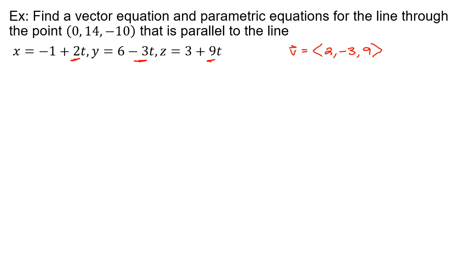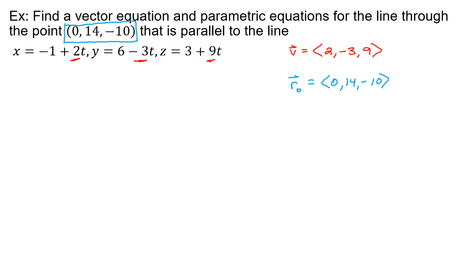I also need a vector r naught. Let's use a different color, just so that I can show you where all these things are going. So we need a vector r naught as well. R naught is going to be based on our point up here. R naught will be the vector 0, 14, negative 10. By the way, you could also do this in ijk notation if you'd rather do i's, j's and k's.